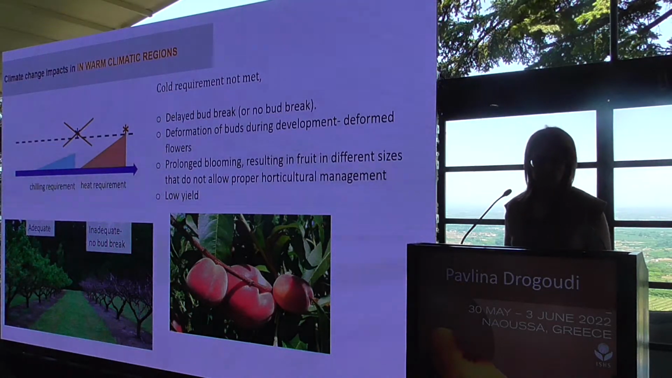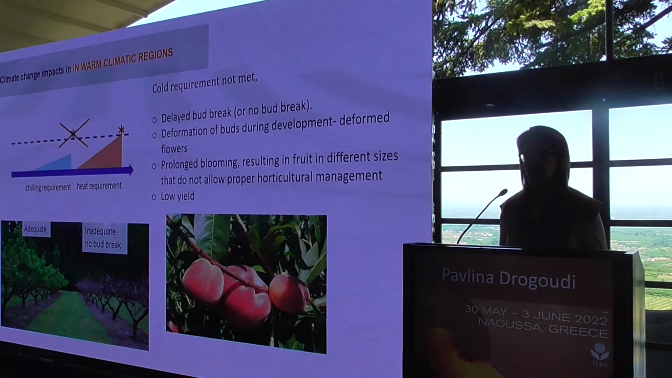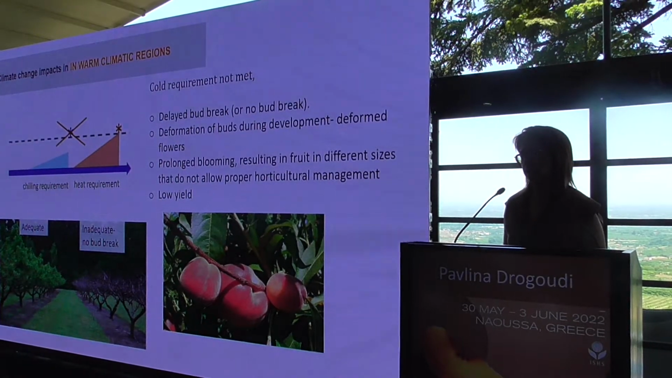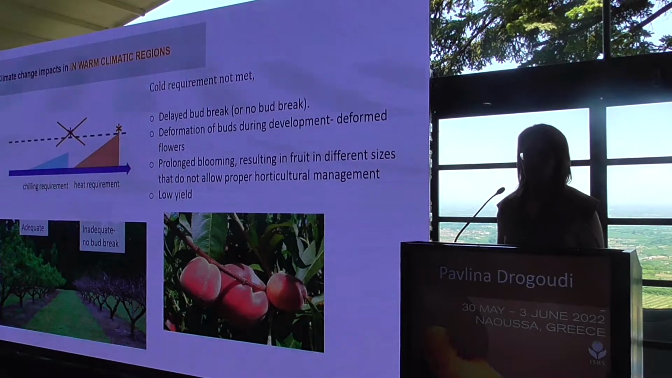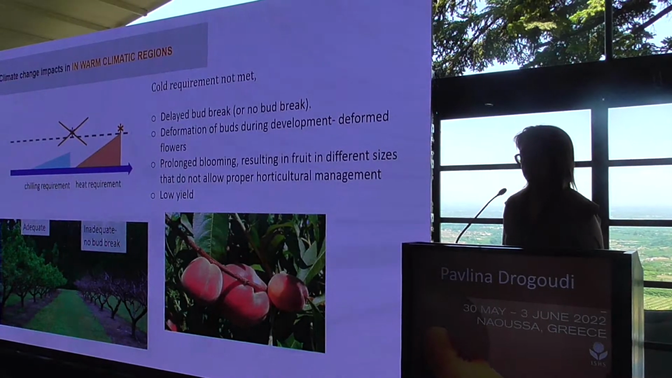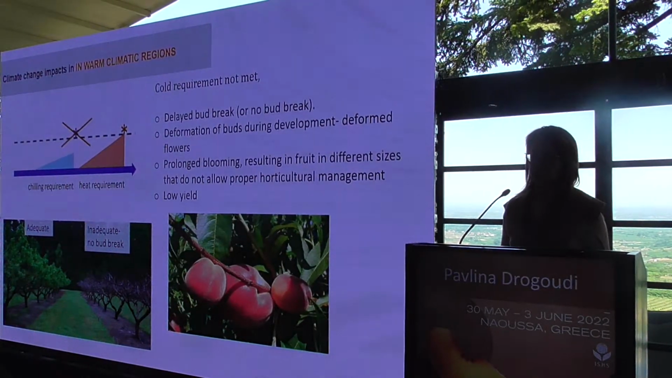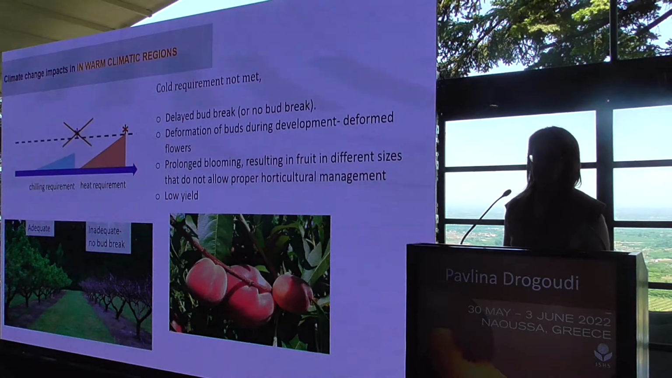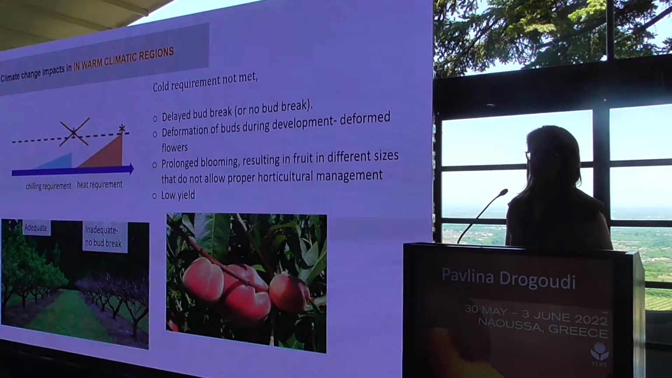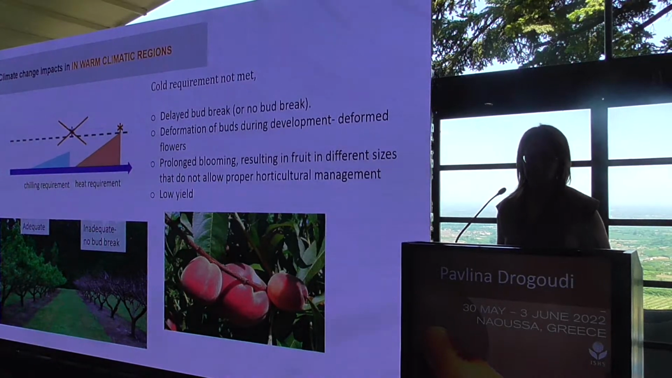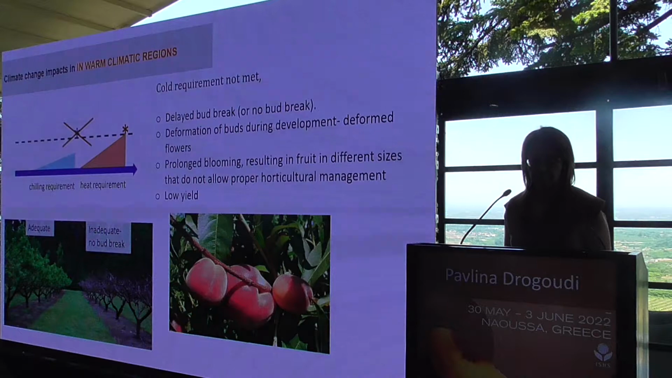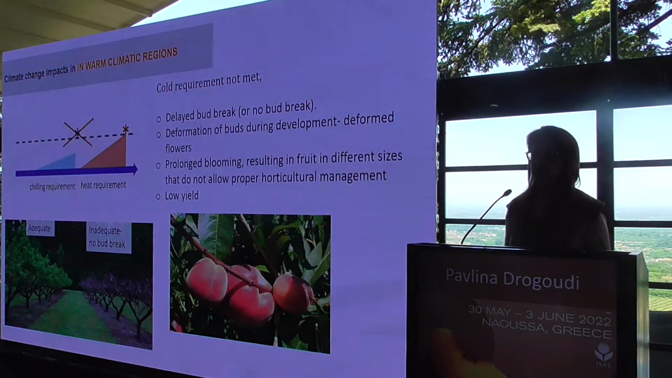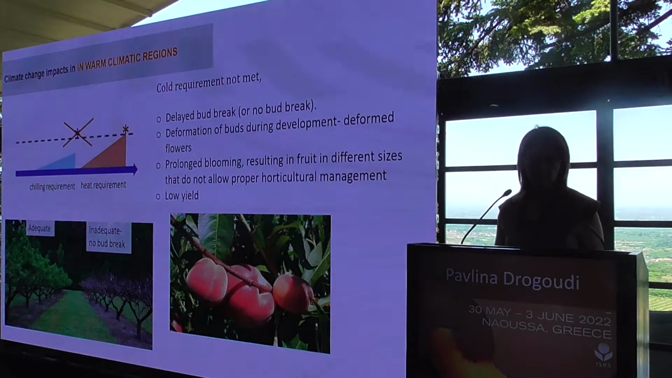Another important thing is the formation of buds during development that results in deformed flowers. That is what we usually say to our growers. During blooming, when we think that everything is okay, it is good to take a sample of 30 flowers and check whether they are fully formed and well-formed flowers, so that growers know what is happening. I think it is one of the first initial symptoms.